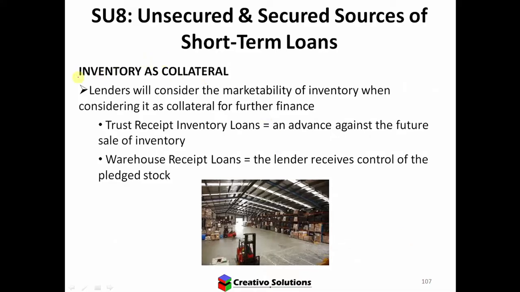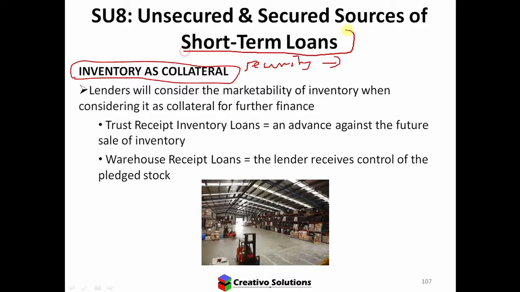Inventory as collateral. You can also use this as a form of security. What are we going to use it for? Taking out loans, getting short-term finance. Right, so whenever a business is in trouble, a business can use its inventory, a business can use its debtors, a business could use any of those short-term assets to access short-term finance.